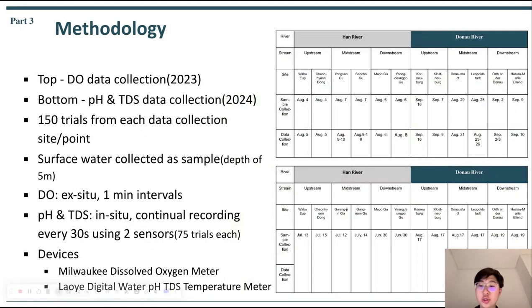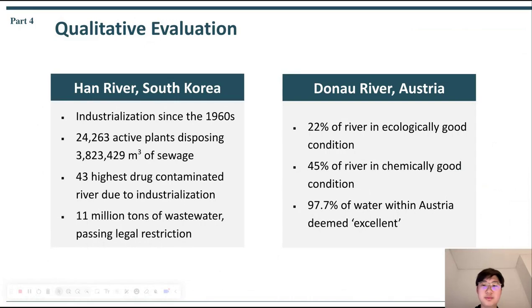For methodology, a total of 150 trials were conducted for each data collection site for each parameter, amounting to a total of 1,800 trials per parameter. For dissolved oxygen, this was done with a 1-minute interval because it's known to be a more constant value. Whereas pH and TDS require being done in situ because pH especially is known to be a very volatile value, and hence a continual recording method was utilized, with data being collected every 30 seconds.